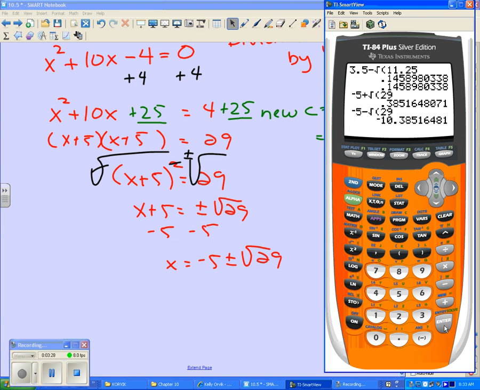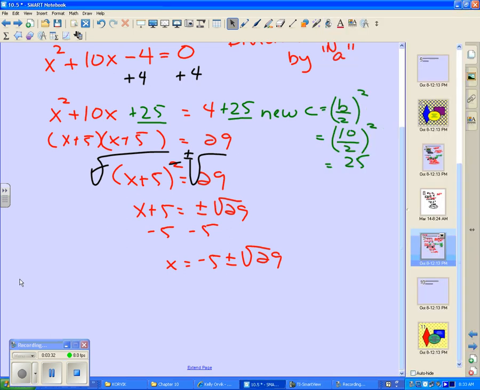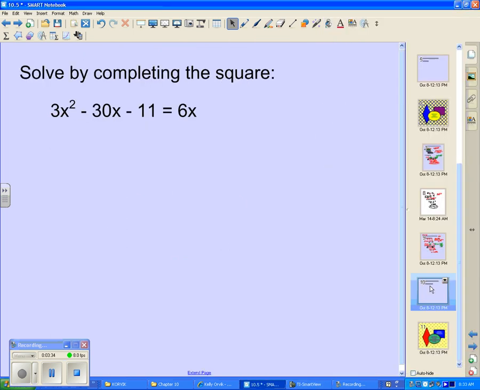Okay, questions on that one? We're going to do one more. Now this one's kind of funny because we have x's on both sides. What are your thoughts? What would you do first?